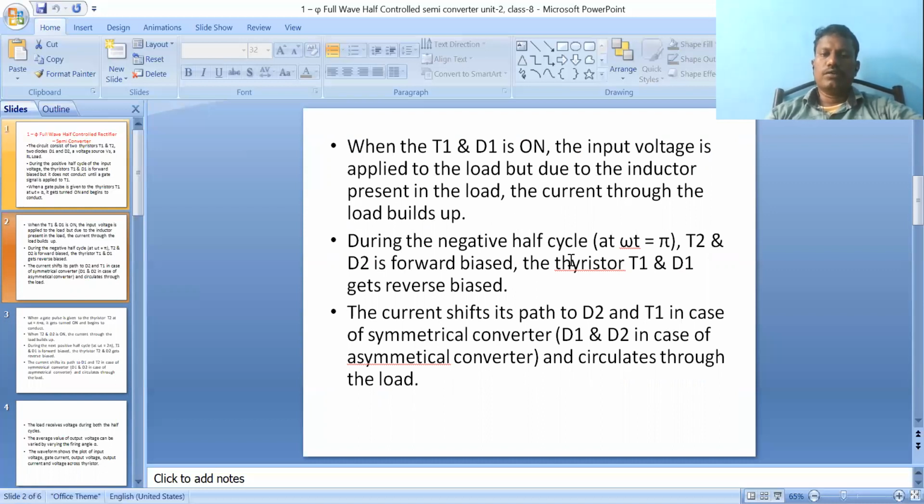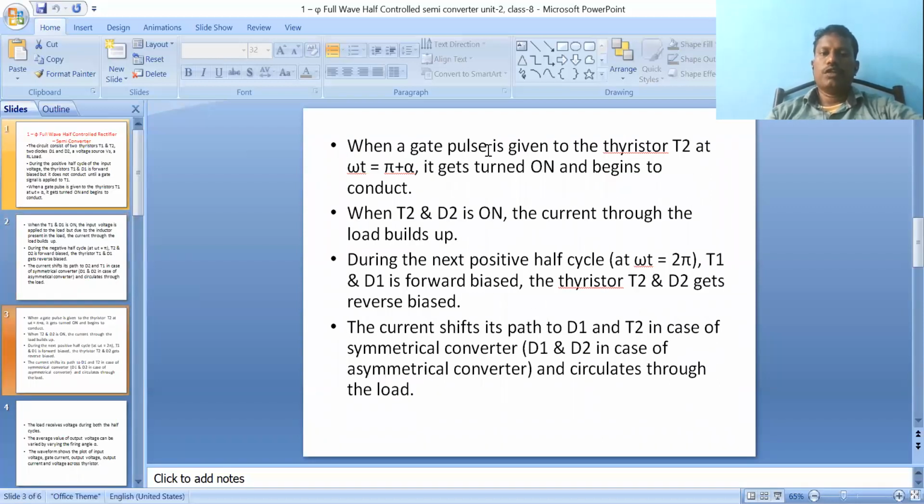During the negative half cycle, that is omega t equal to pi, T2 and D2 are forward biased. The thyristor T1 and D1 get reverse biased. The current shifts its path to D2 and T1 in the case of a symmetrical converter, and D1, D2 in the case of an asymmetrical converter. In our concept, I am taking the symmetrical case only. When a gate pulse is given to thyristor T2 at omega t equal to pi plus alpha, it turns on and begins to conduct. When T2 and D2 are on, the current through the load builds up during the next positive half cycle. Like that, it will be repeated.